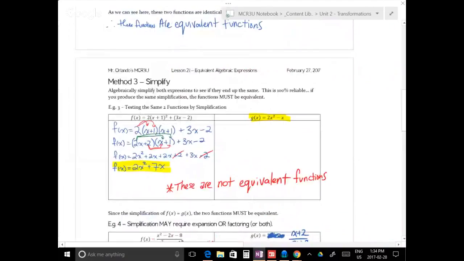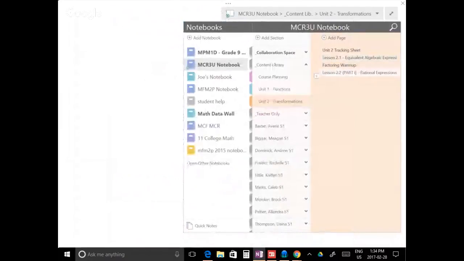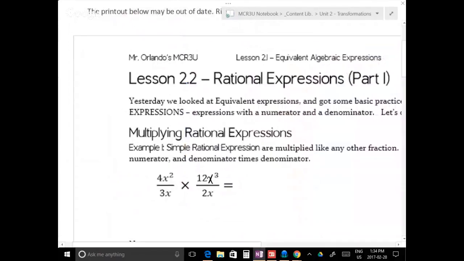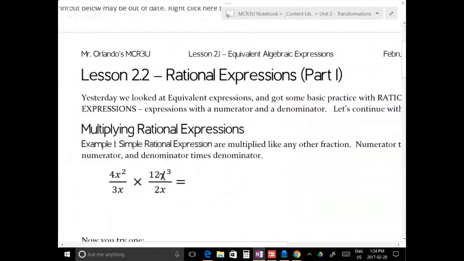So yesterday we talked about equivalent expressions. We're going to talk about rational expressions. Do you know what a rational is? What do we mean when we say a rational expression? Kind of a weird word.